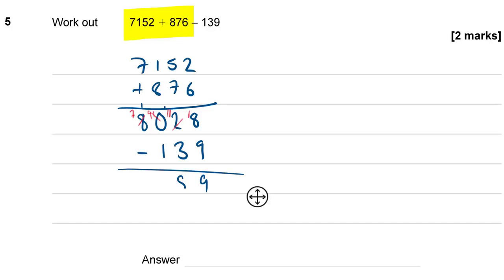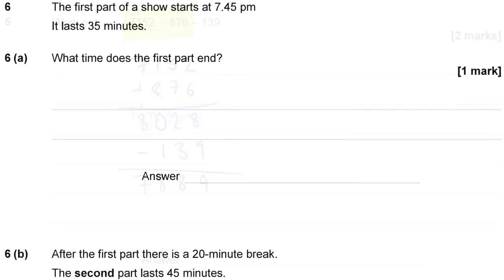Horrible borrowing, 8. And then 9 subtract 1 is 8, and 7 subtract 0 is 7. 7, 8, 8, 9. Question 6. The first part of a show starts at 7:45 p.m. It lasts 35 minutes. What time does the first part end?